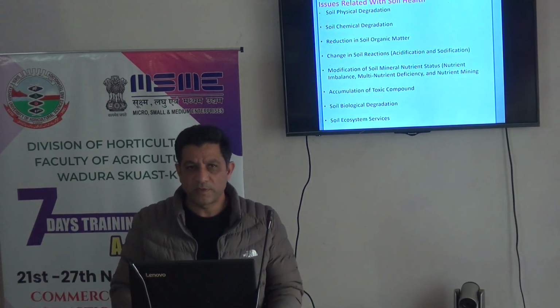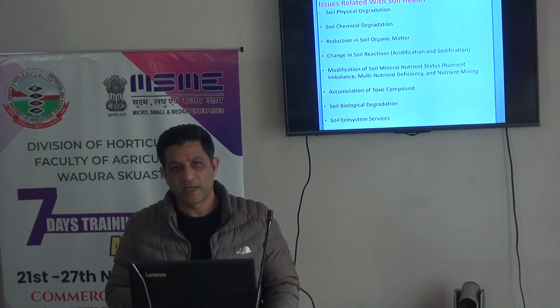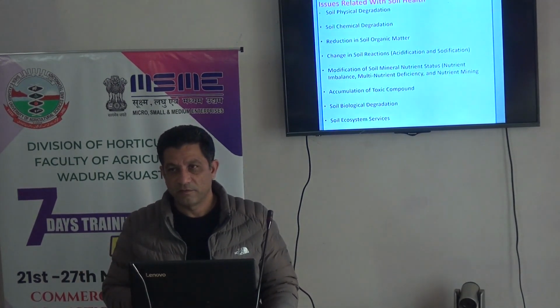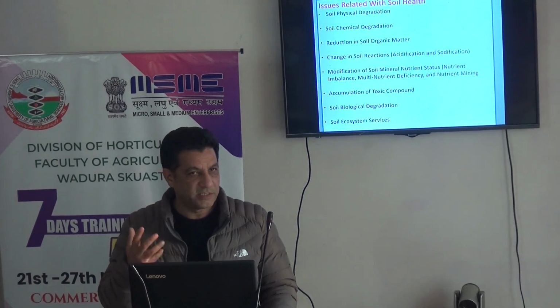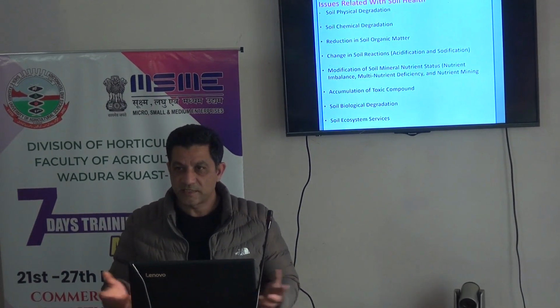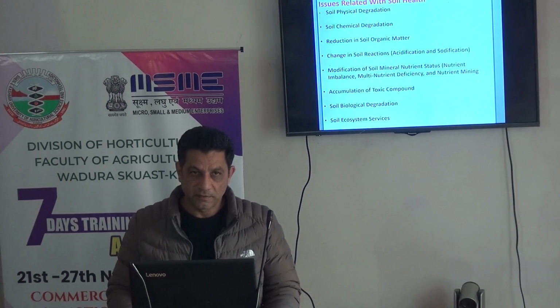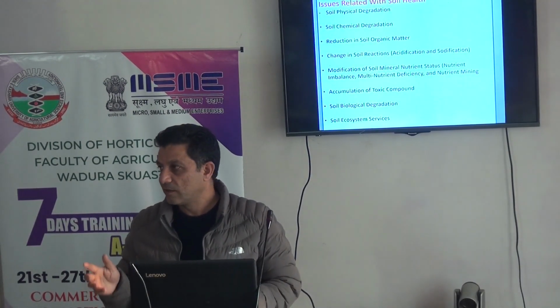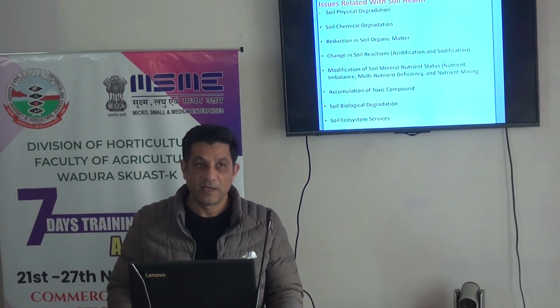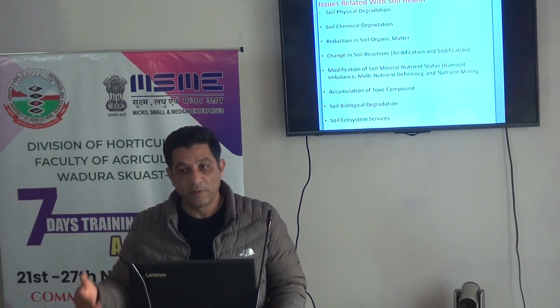Then there are chemical properties; a large number of chemical properties are there. We have pH, we have CEC, we have EC. pH has a direct relationship with nutrient availability. Some nutrients are more available in acidic soil. Some are more available in alkaline soils.